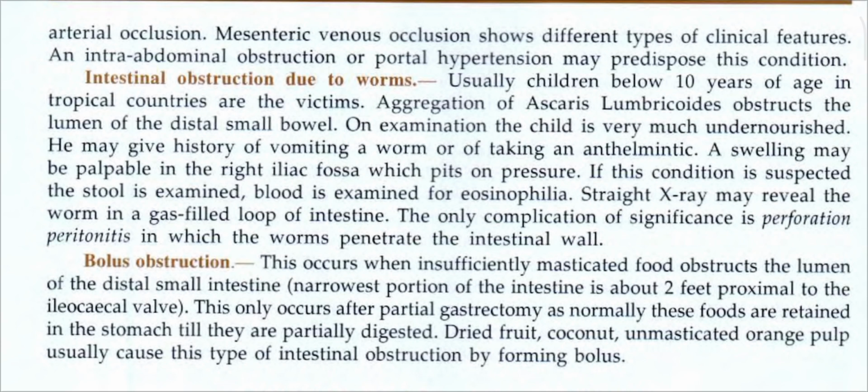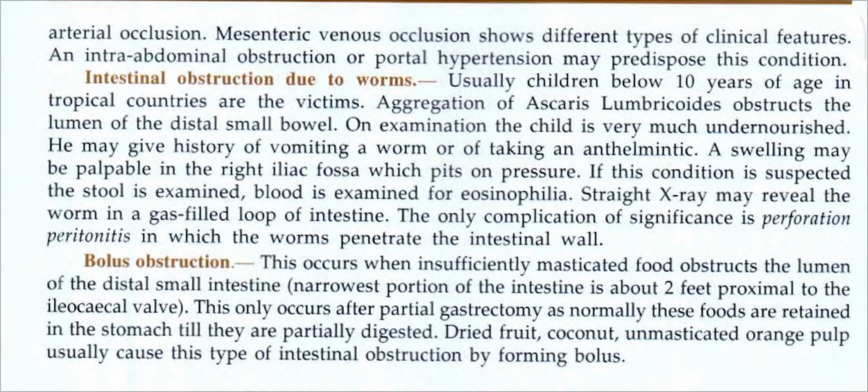Intestinal obstruction due to worms. Usually, children below 10 years of age in tropical countries are the victims. Aggregation of Ascaris lumbricoides obstructs the lumen of the distal small bowel. On examination, the child is very much undernourished. He gives a history of vomiting a worm or of taking antihelminthics.